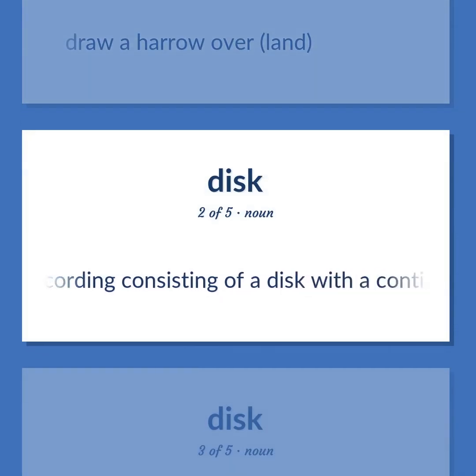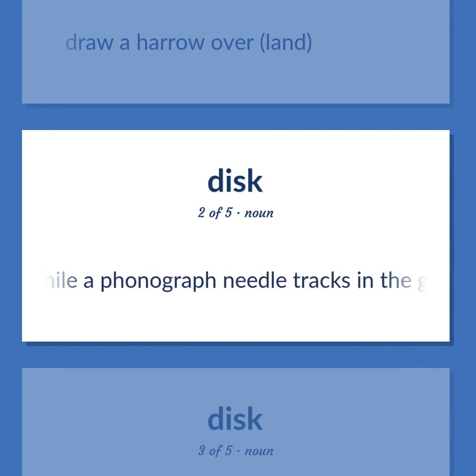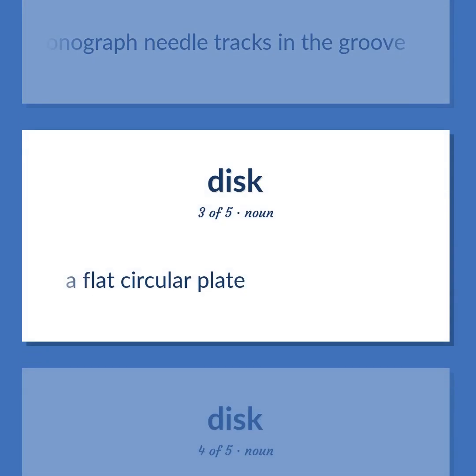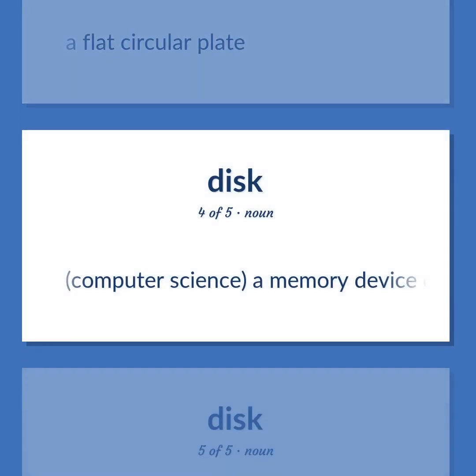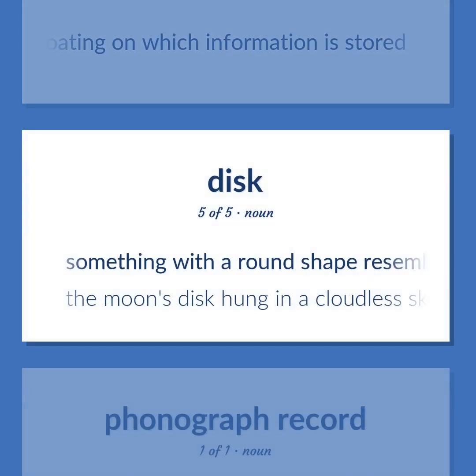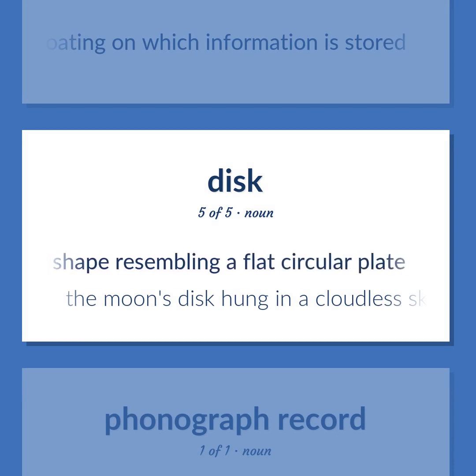Sound recording consisting of a disc with a continuous groove, used to reproduce music by rotating while a phonograph needle tracks in the groove. A flat circular plate. Computer science. A memory device consisting of a flat disk covered with a magnetic coating on which information is stored. Something with a round shape resembling a flat circular plate. The moon's disk hung in a cloudless sky.